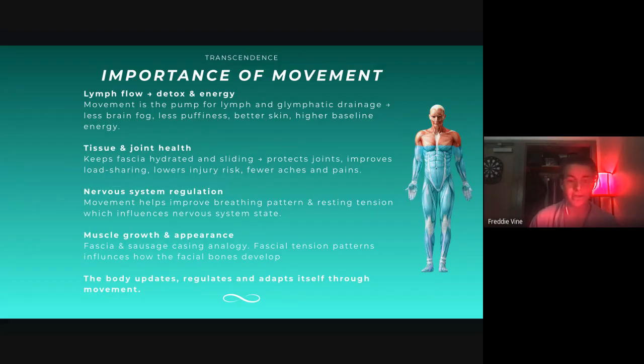Keeping your fascia hydrated and properly active is really good for protecting joints and load sharing, right? The fascia, which is kind of like this intermediary tissue, encasing everything, is always there easing the load. If it's healthy and functioning, it's going to be able to take a lot of the strain off your muscles and joints. So it's going to lower your injury risk. You're going to feel less aches and pains.